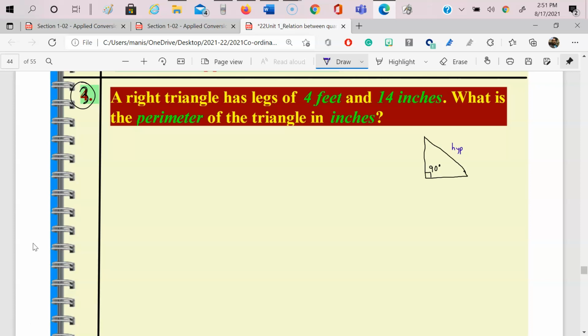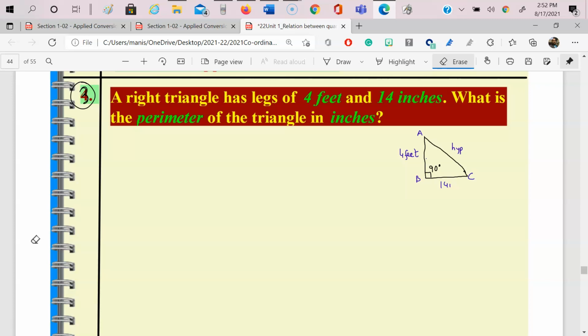So I did some work over here. A right triangle has legs. How many legs do you see? Let's give the name A, B, and C. You see 3 sides: A, B, B, C, and this. So they are saying right triangle legs of 4 feet. So let's assume AB is what? 4 feet. And BC is what? 14 inches. And we have to find the perimeter of this triangle. So we'll work on this later on.